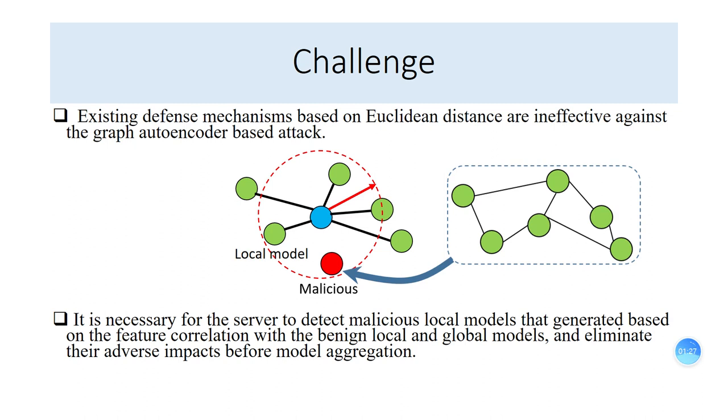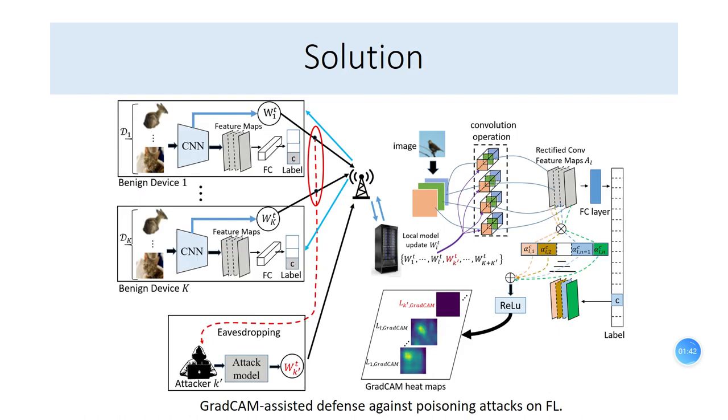Therefore, it's necessary for the server to detect malicious local model updates that are generated based on the feature correlation with the benign local and the global model updates. In this paper, we employ a Grad-CAM-based approach in coupling with an autoencoder to offer a more powerful detection of compatibility, especially if the server randomly picks an image from the tested dataset before the federated learning global model update.